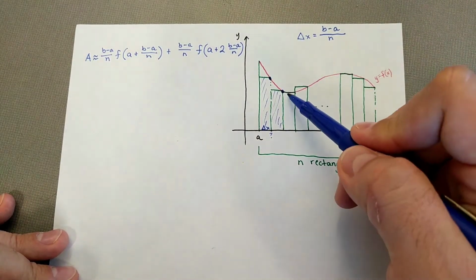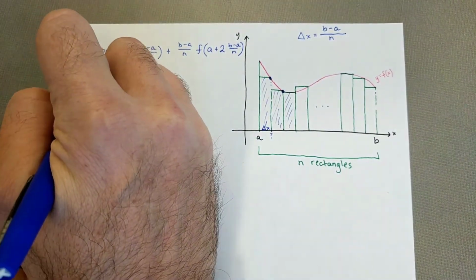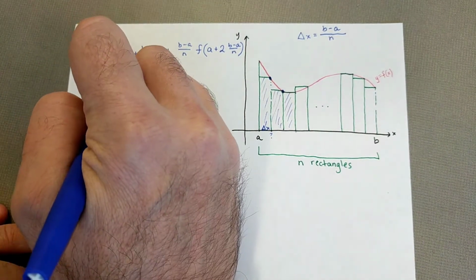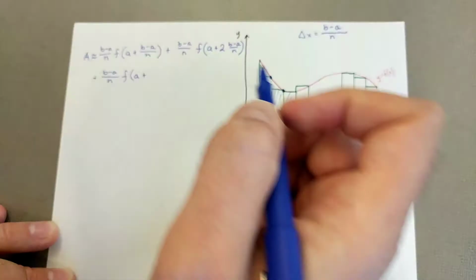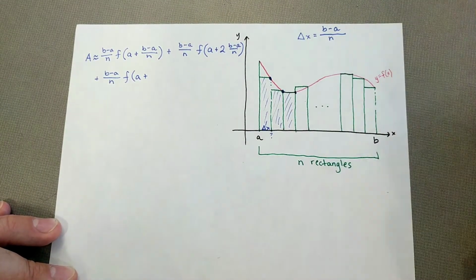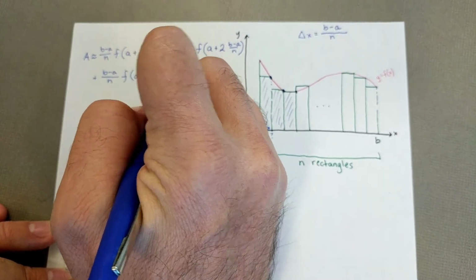All right, and let's keep going. So boom, boom, boom, boom, boom. The third one, I'm starting to see the pattern. So the base, still the same. And then the height, f of A plus, and it's going to be 1, 2, 3 clicks over. So 3 times (B minus A) over N.